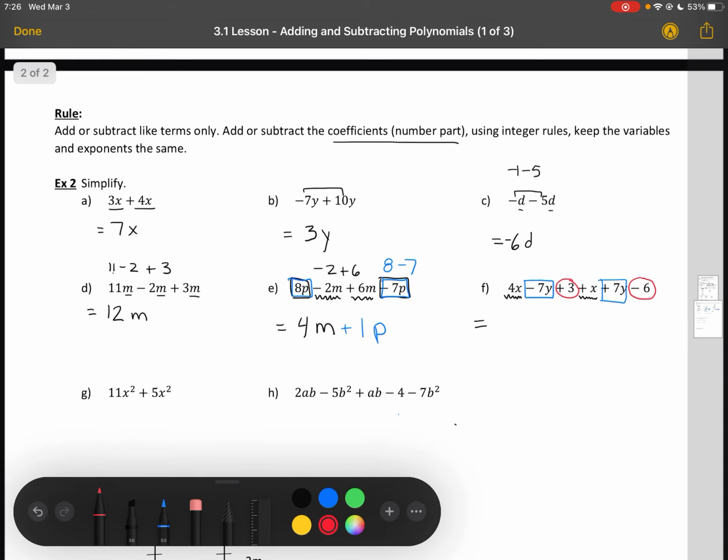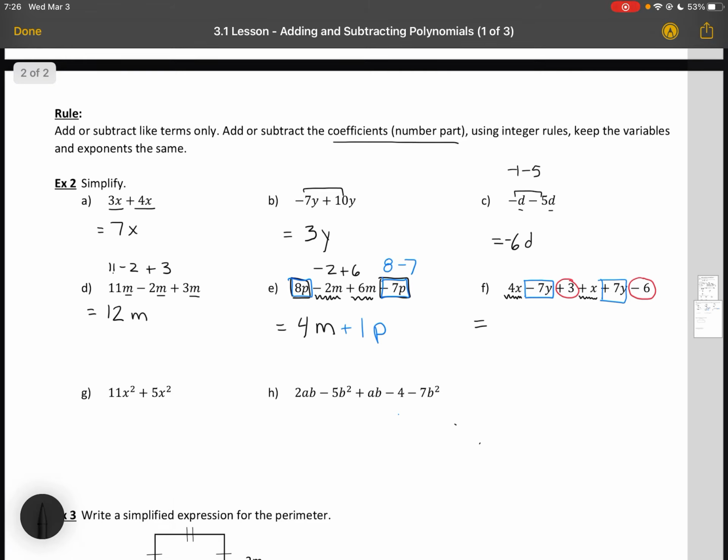So the first thing that I'm going to combine is my x's. I have 4x plus 1x. So my variable is going to stay the same, and I'm going to add my numerical coefficients together. 4 plus 1, which gives me 5x.